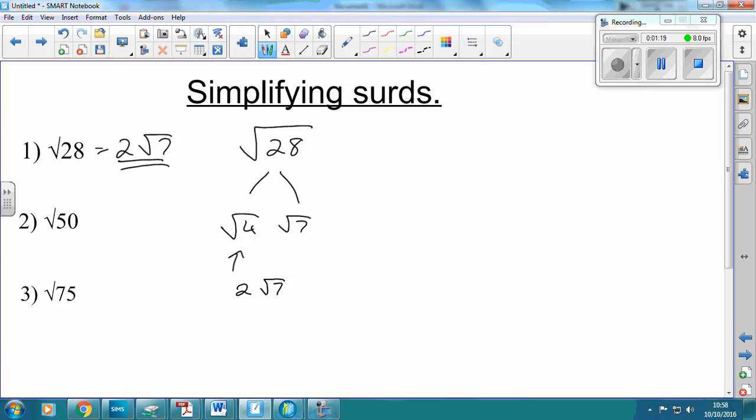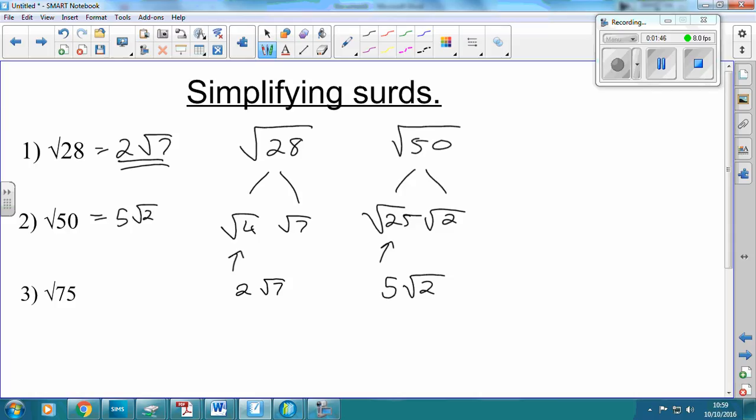Let's have a look at question 2 here. We've got the square root of 50. Now we could do the square root of 5 and the square root of 10, but of course neither one of those are square numbers. We can't do the square root of 5 and we can't do the square root of 10. However, if we write it as the square root of 25 and the square root of 2, we can do the square root of 25, so that's simply just 5. So it's going to be 5 root 2. That's it. 5 root 2.